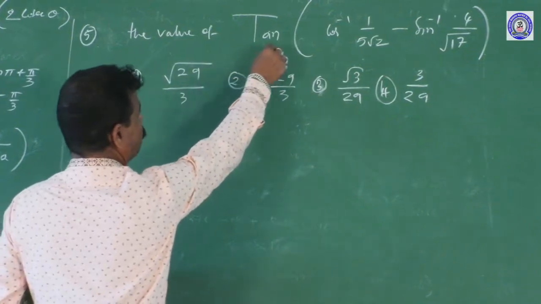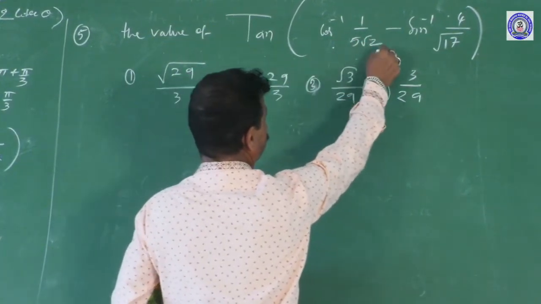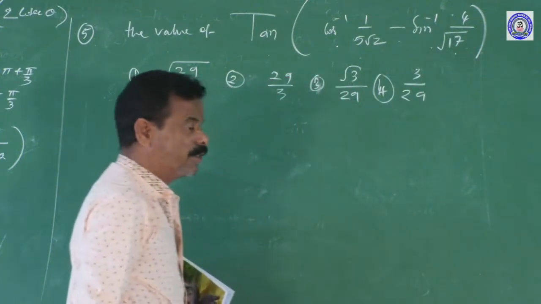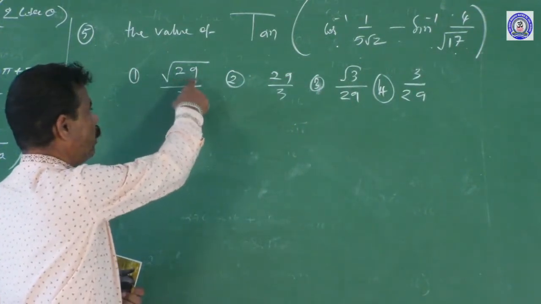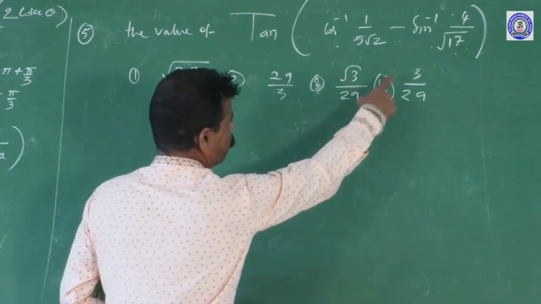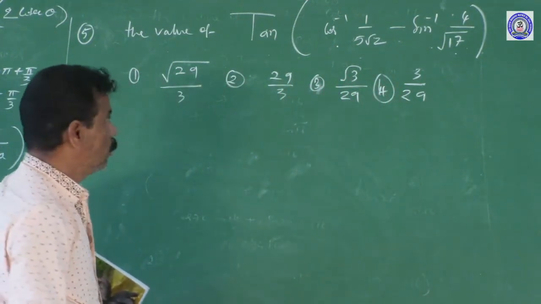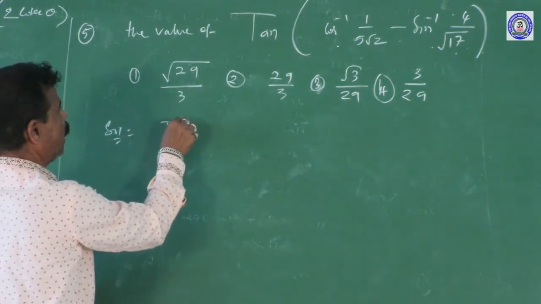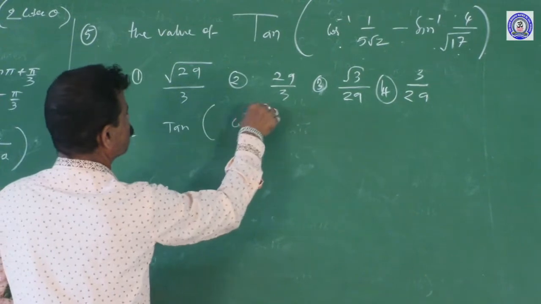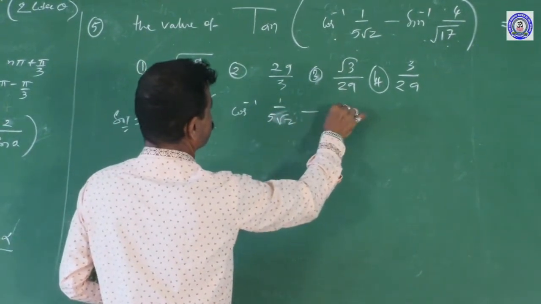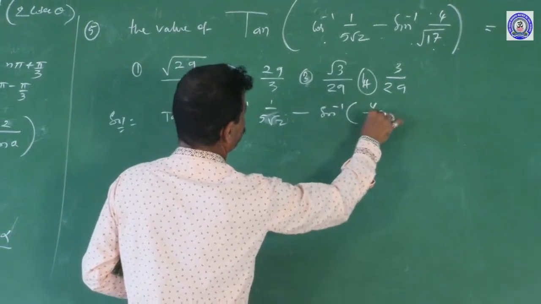Next, the value of tan of cos inverse 1 by 5 root 2 minus sin inverse 4 by root 17. Options: root 29 by 3, 29 by 3, root 3 by 29, 3 by 29. Solution: tan of cos inverse 1 by 5 root 2 minus sin inverse of 4 by root 17.